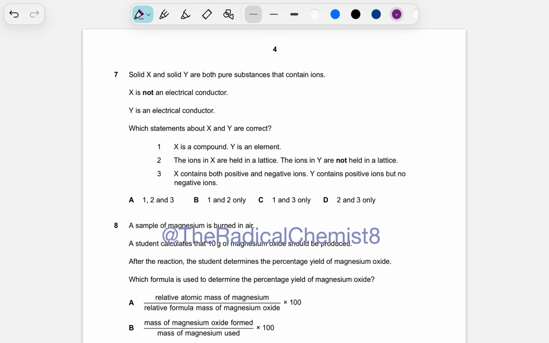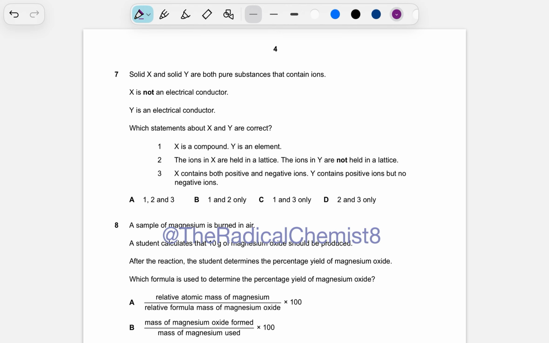Next question then. We've got solid X and solid Y are both pure substances that contain ions. When you're looking at substances that contain ions, you've got ionic compounds and you've got metals. Ionic compounds, remember, have positive and negative ions. And metals have positive ions and a sea of delocalized electrons.